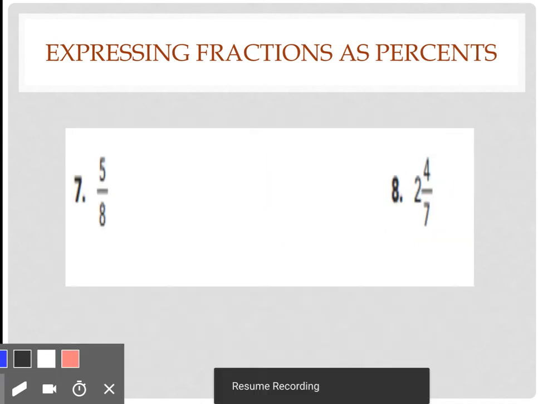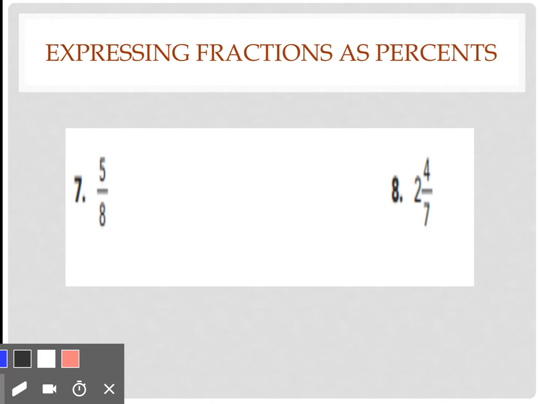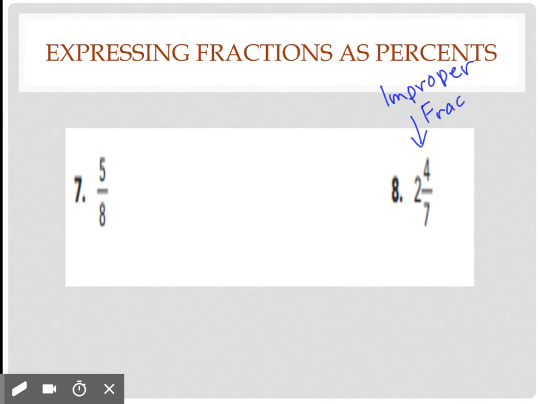So please give number 7 and number 8 a shot. Remember, turn this into an improper fraction before you multiply, and then back into a mixed number. Pause now, try it, and come back and check your work.